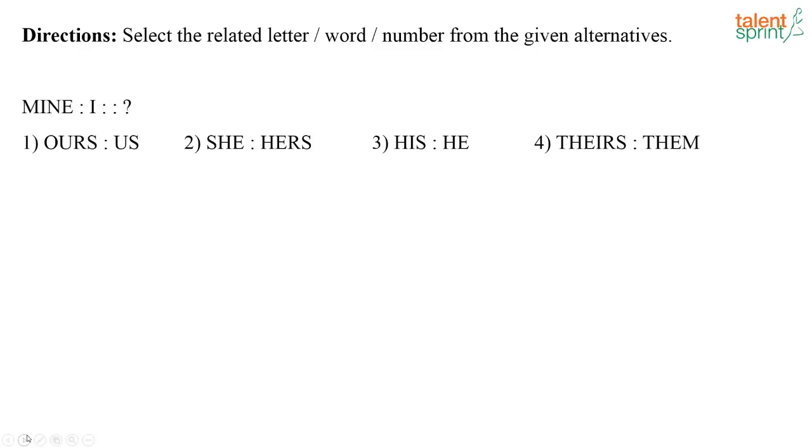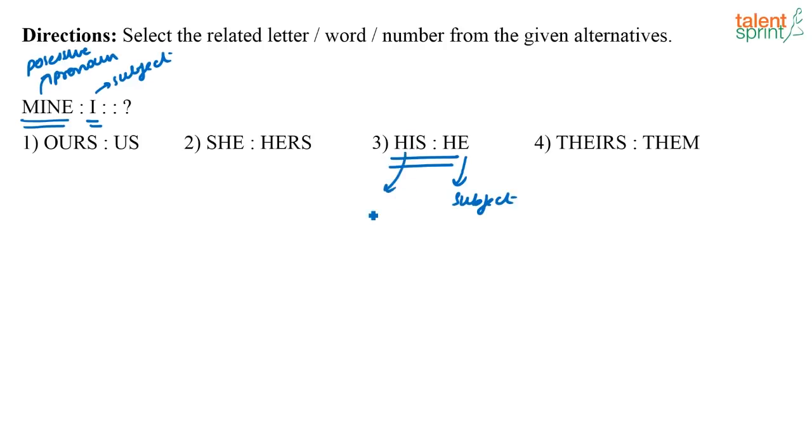Next one, mine is to I as what? His is to he. See here, the logic that is used here is this. I is a subject, right? And mine is the possessive pronoun form of I. Similarly, the same relationship, he is the subject, and the possessive pronoun form is his. So that is option 3.